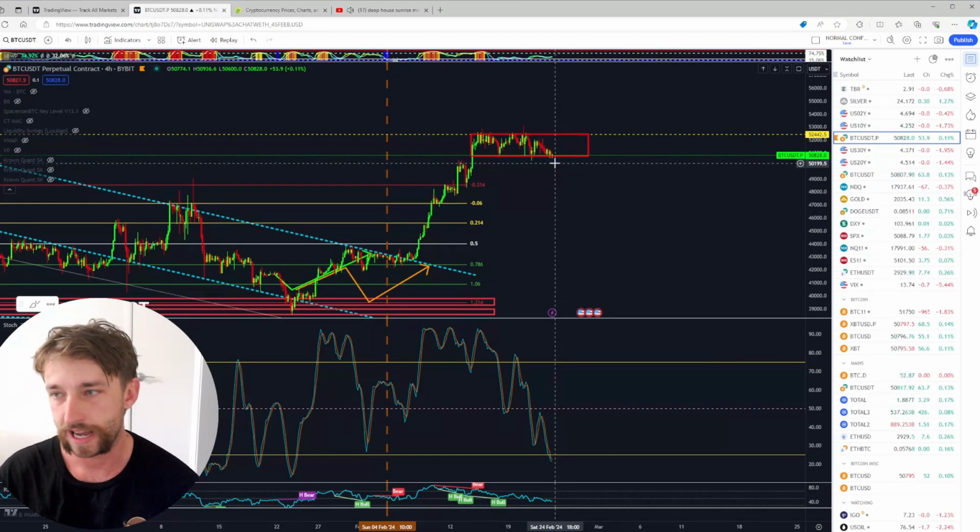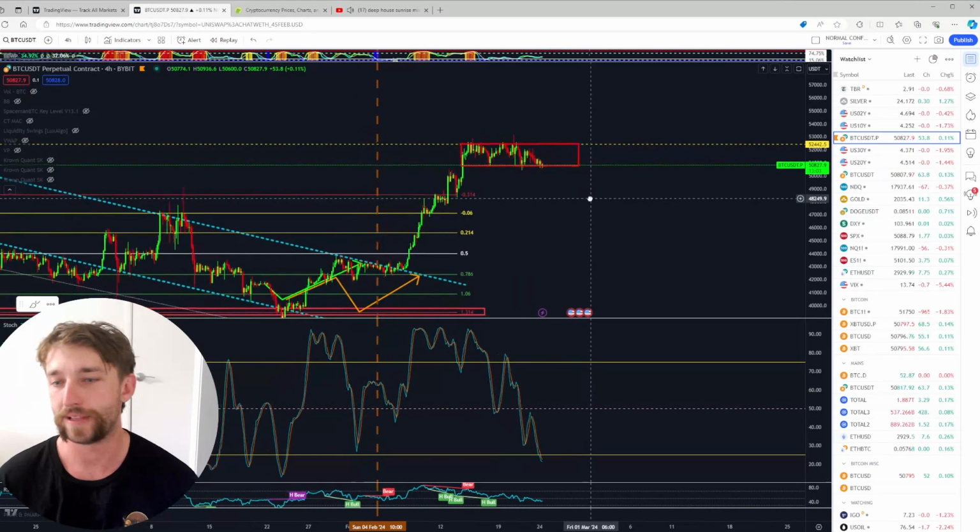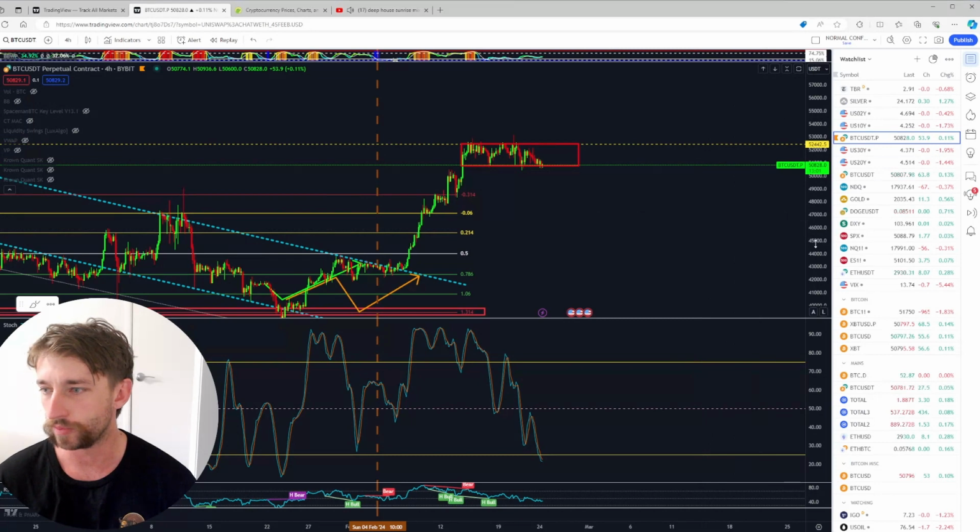grind down. Take out a bit of liquidity. Might see a wick down, probably close back up again, up in this range. Something like that wouldn't surprise me at all.